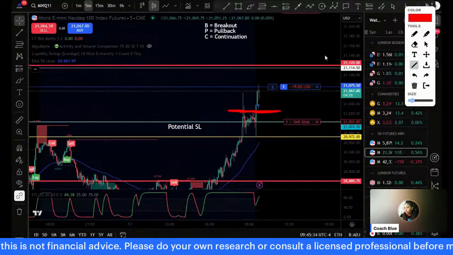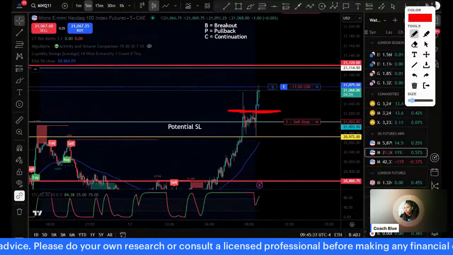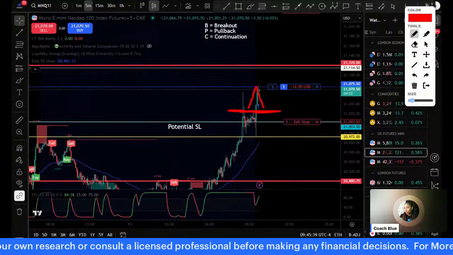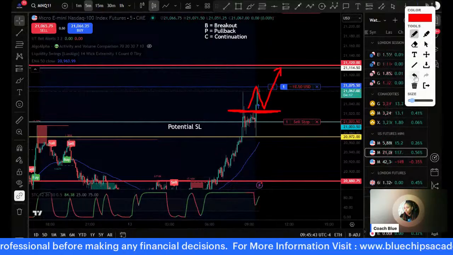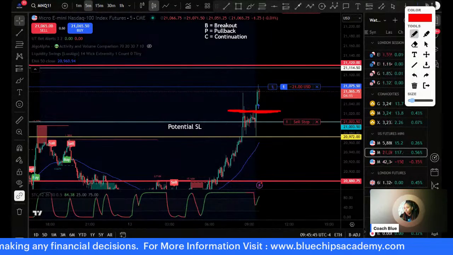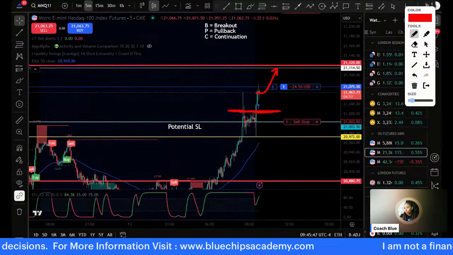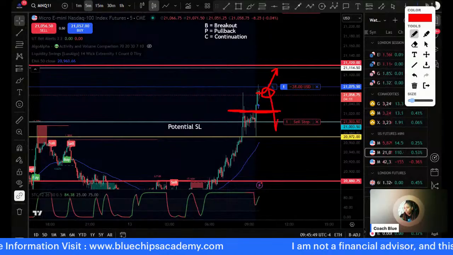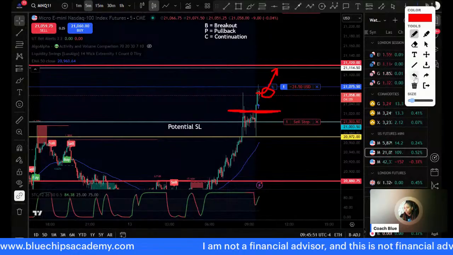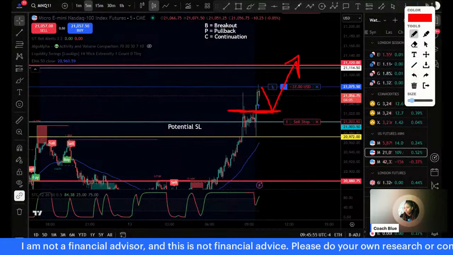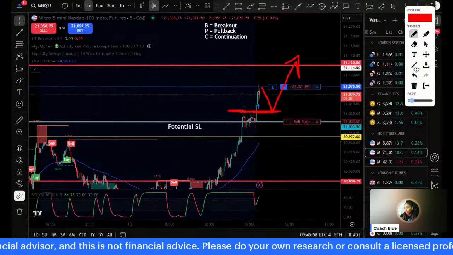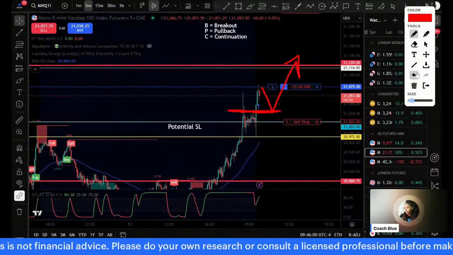So if it comes here and it pivots down to here, uses this as support to push to the upside, then that's pretty valid, right? But we'll see. Are we going to continue to push up? Is it going to try to reject and come slamming down? Or is it going to use this as support to push to the upside? So let's see what happens.